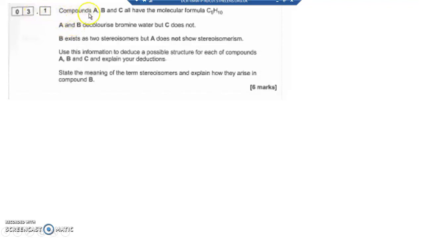Question 3, let's have a look. Let's read through it before we get to the spoilers. Compounds A, B and C all have the molecular formula C5H10. So C5H10, if you double the 5 and it ends up as a 10, it's got the general formula CnH2n. So on first impressions it looks like an alkene.